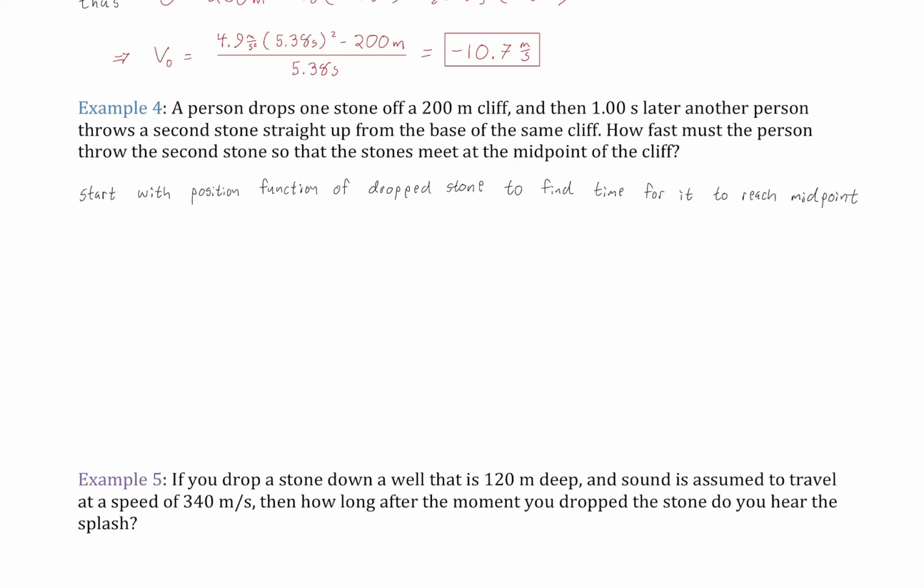So let's look. Start with the position function of the dropped stone to find the time for it to reach the midpoint. Okay, fair enough, right? So my final position is going to be 100 meters. My initial position is 200 meters. Defined both as positive because I'm defining the bottom of the cliff as y equals 0. And here's my gravitational acceleration, no initial velocity, solve for my time: 4.52 seconds.